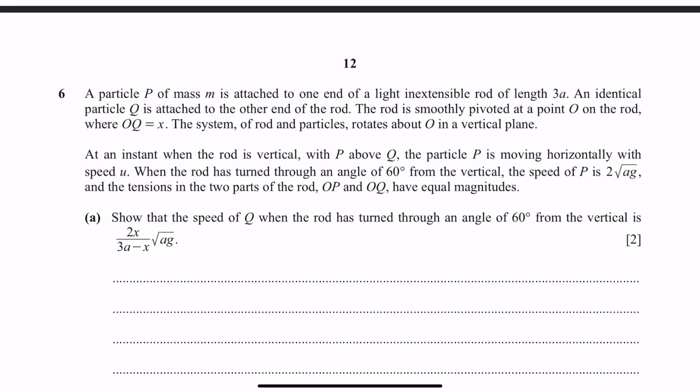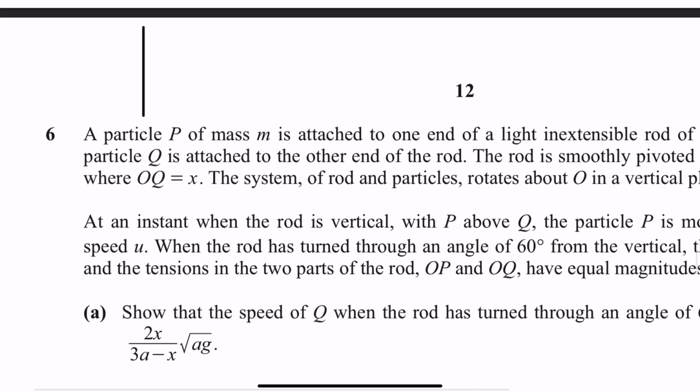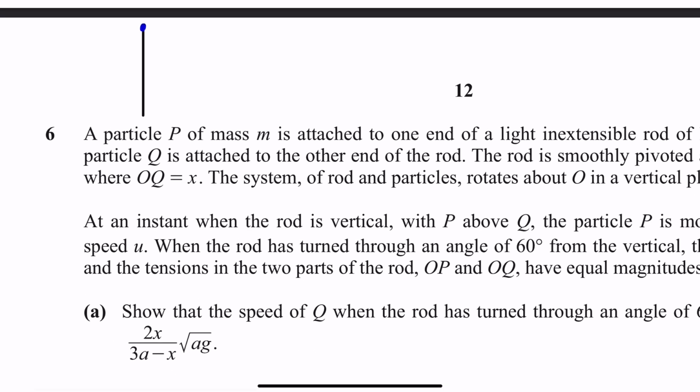Question 6 is about circular measure. So we have a particle P of mass m attached to one end of a light inextensible rod of length 3a. And we have another particle Q attached to the other end of the rod. So we have a rod like this with particle P here and particle Q here.